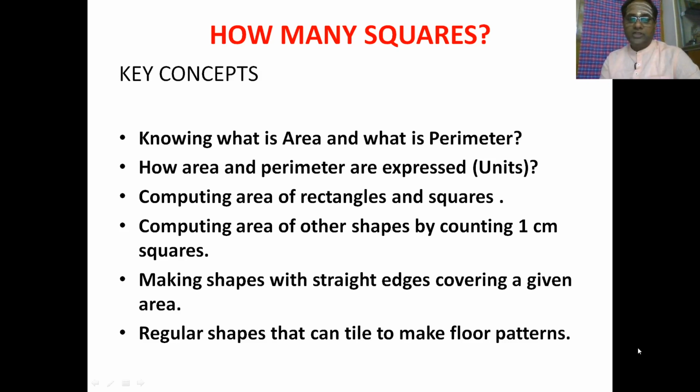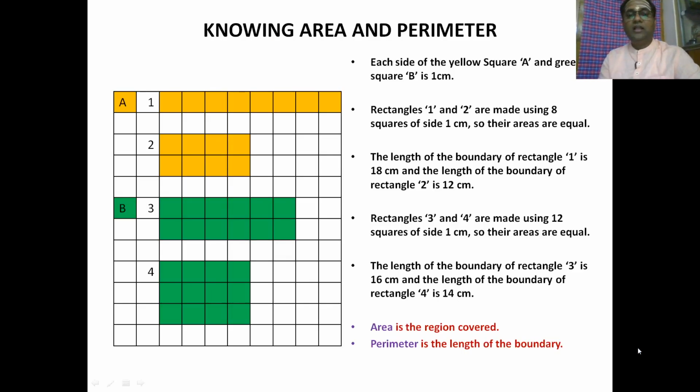Finally, we shall make shapes with straight edges covering a given area, and we shall make regular shapes that can tile to make floor patterns. So we shall start the first part of this chapter, knowing area and perimeter.